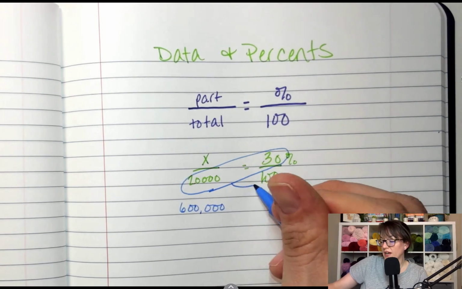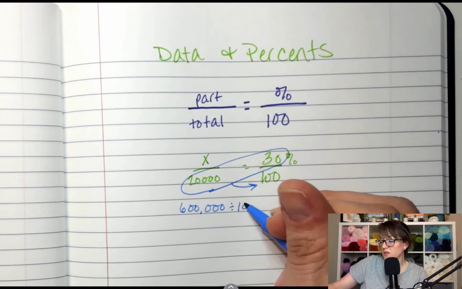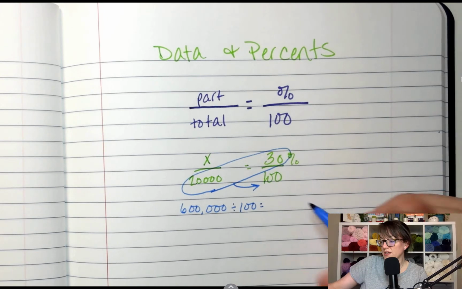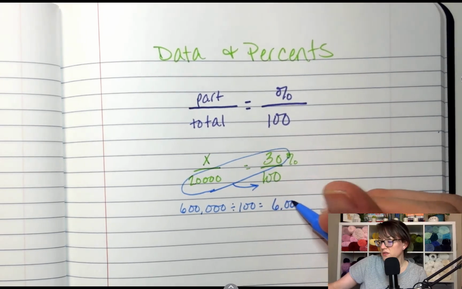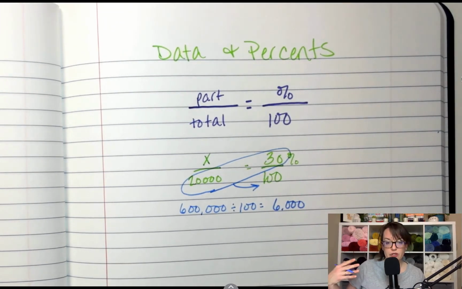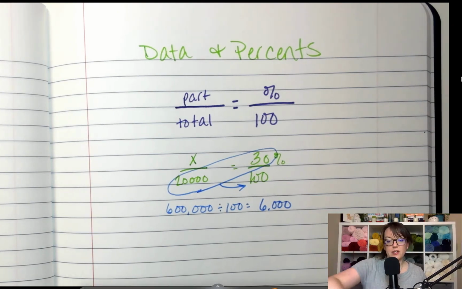And then we divide by 100, which is 6,000. So out of all of those memberships, 6,000 were family memberships. Let's look at another one.